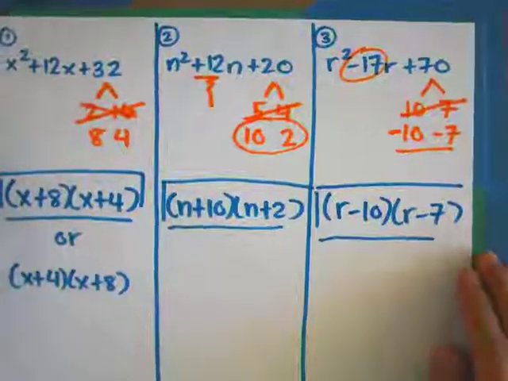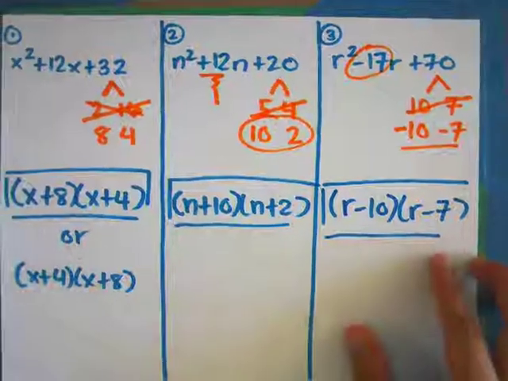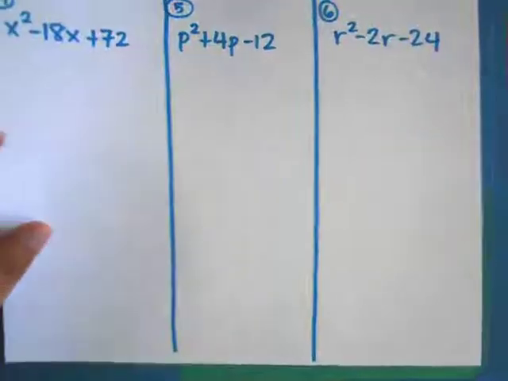Okay, so that's 1, 2, and 3. Here is 4, 5, and 6.